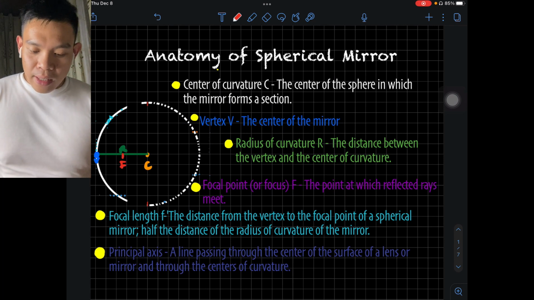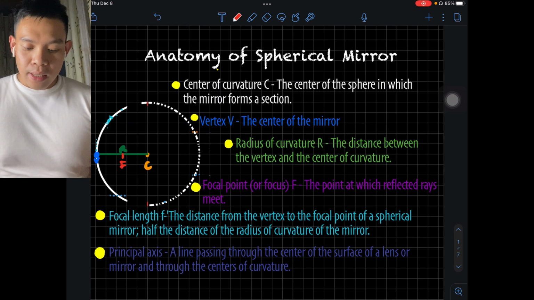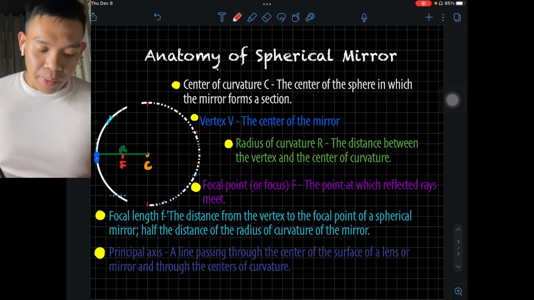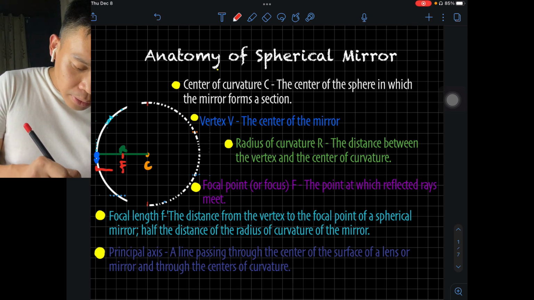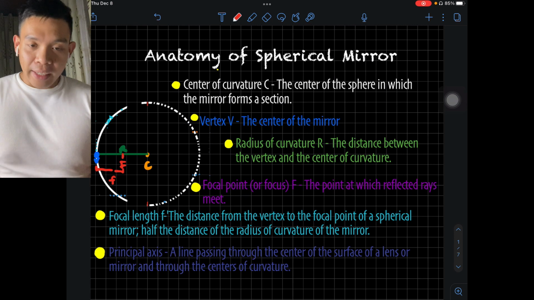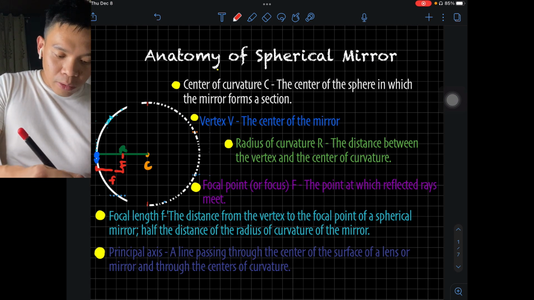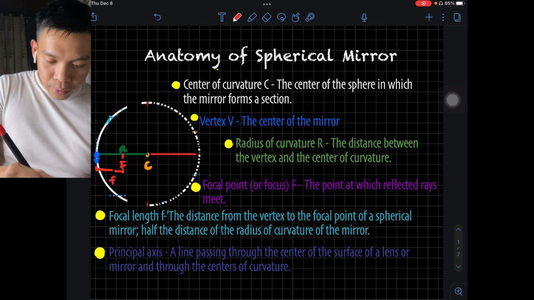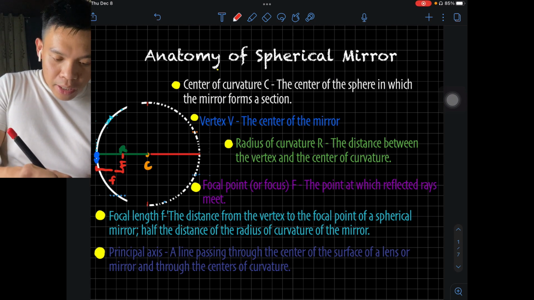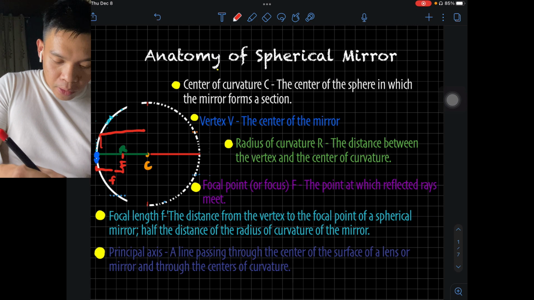Focal length is the distance from the vertex to the focal point of a spherical mirror, half the distance of the radius of curvature of the mirror. So this is our focal length. And we have our principal axis, or the line on which the mirror lies. So this is our whole principal axis.